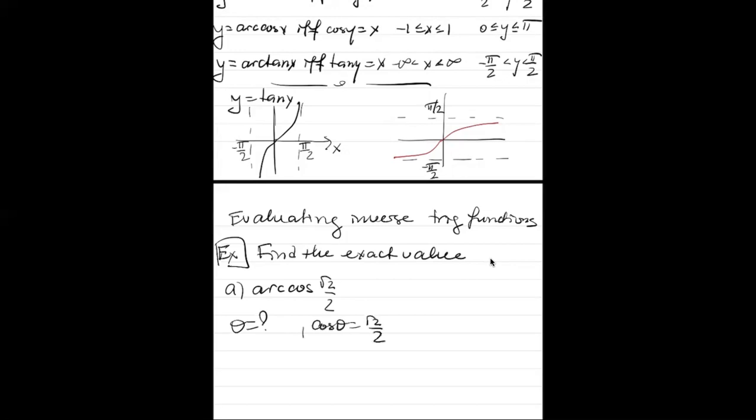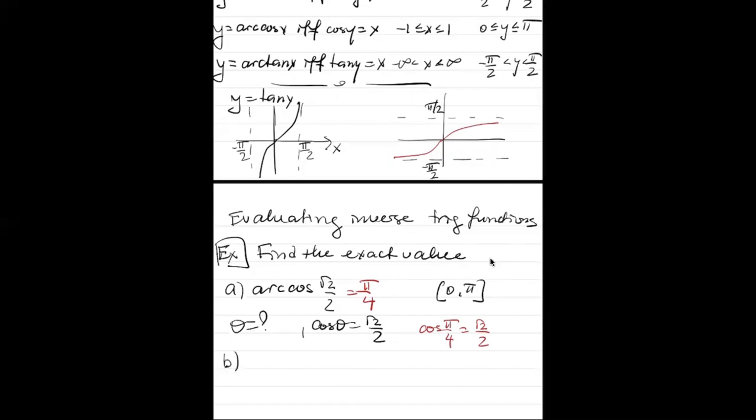Well, that should be easy. Remember our restriction for the cosine was from 0 to pi, and we know there's exactly one angle, and that is π/4. Why? Because cosine of π/4 is √2/2, and π/4 is from 0 to pi, so it works.